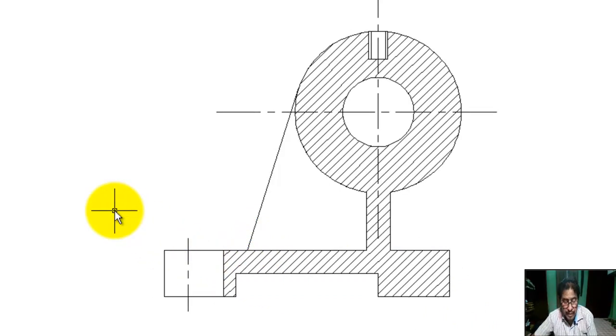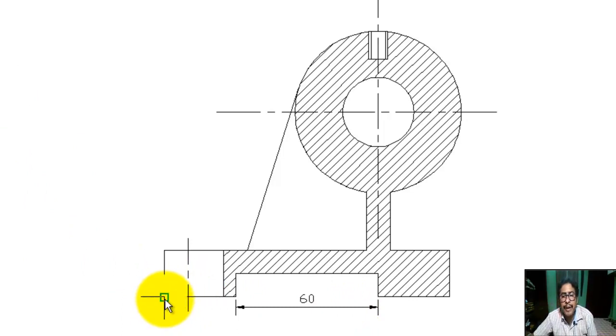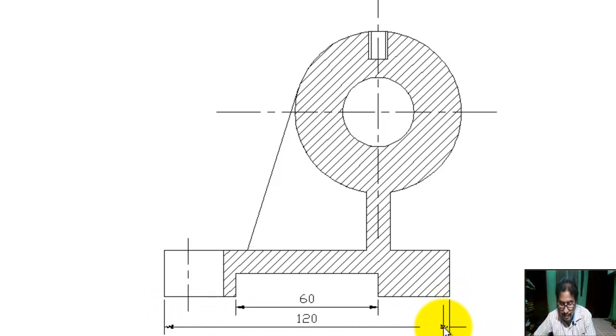Okay, now we put dimension. Click on linear dimension, specify first point, specify next point, this is 60 millimeter. Again click on linear dimension, specify first point, specify next point, this is 120.